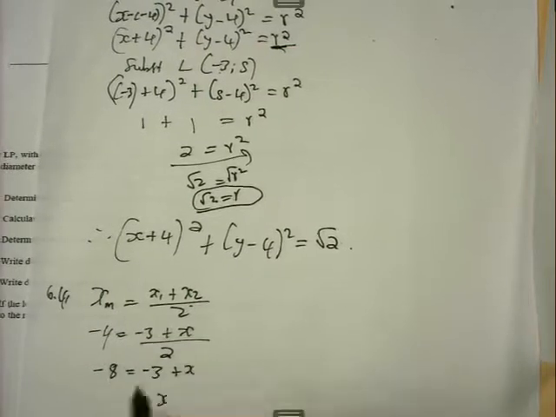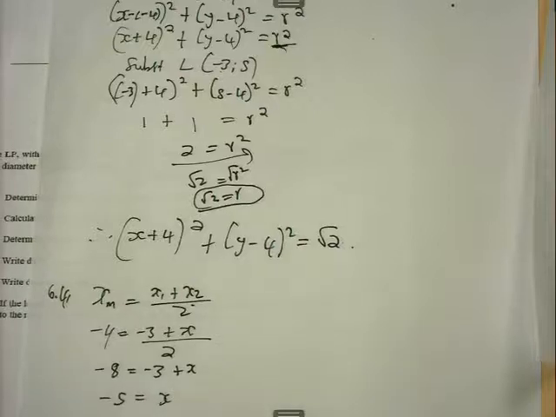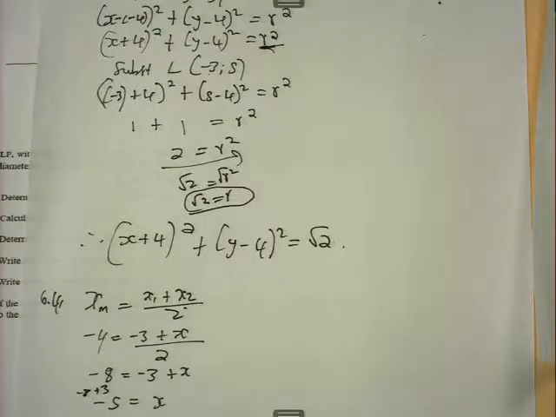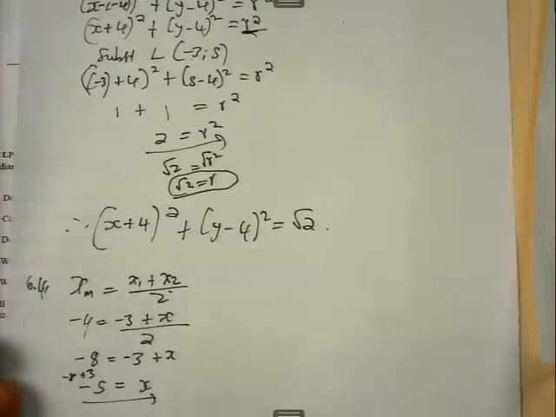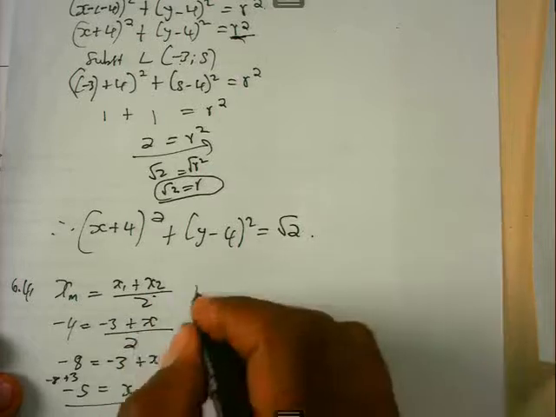And therefore, x now is equal to what? X now is equal to minus 5. That will be minus 8 plus 3. When we add the 3, we get the answer, which is minus 5. Right, now we have the x value. Now, how do we determine the y value?